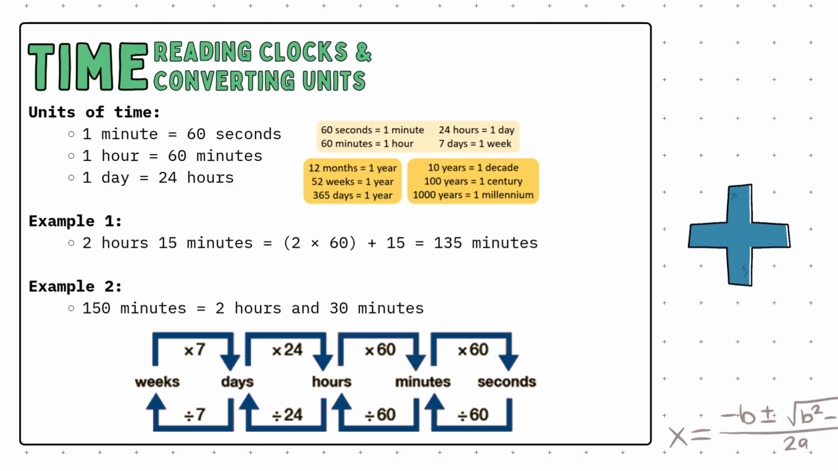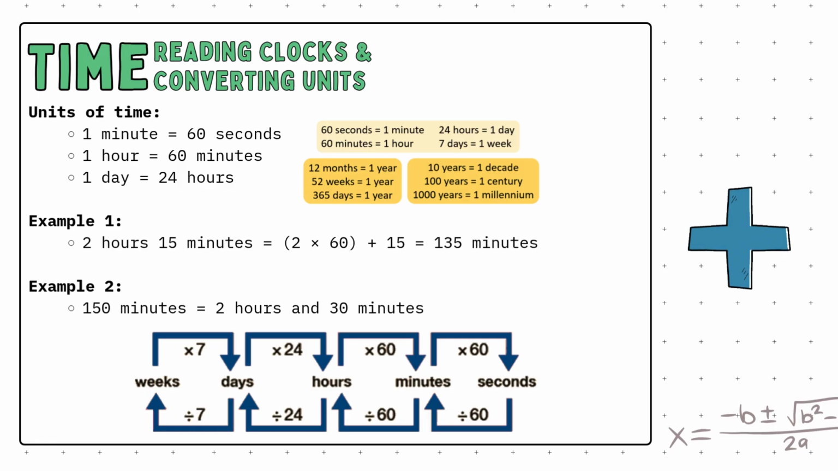Let's look at example 2. What is 150 minutes in hours and minutes? So first divide 150 by 60, as we can see on this diagram down below. So 150 divided by 60 equals 2, remainder 30. That means there are 2 full hours and 30 minutes left over. So 150 minutes equals 2 hours and 30 minutes. And remember, you have to add in your units.